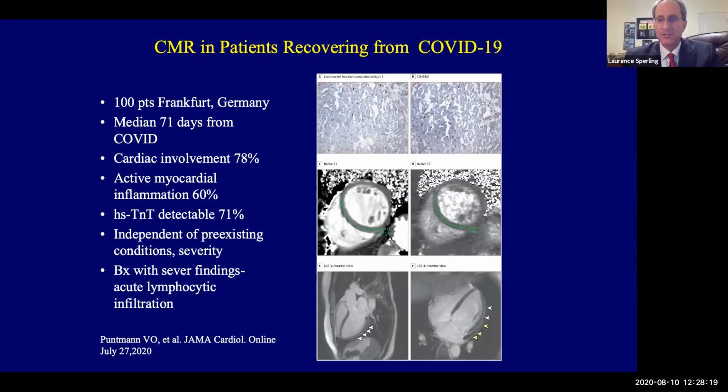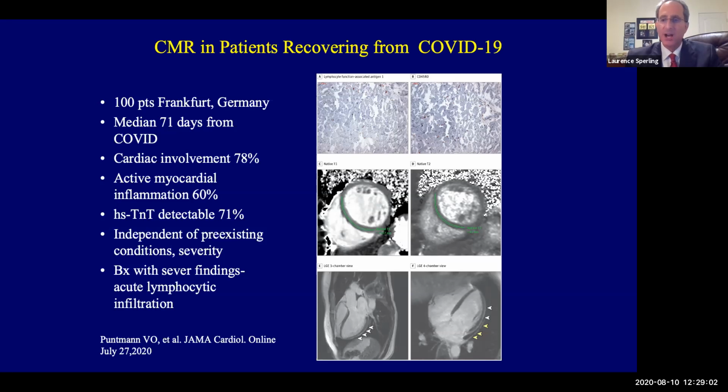There we go. So this is a paper that was published now a week or two ago, and this paper really received a lot of attention. It came out of Frankfurt, Germany, published in JAMA Cardiology, and this paper looked at 100 consecutive individuals who had COVID illness, a median 71 days from COVID. They had to be at least 2 weeks from hospital discharge. If you look at the paper, about 20 of these individuals were asymptomatic. About 30 of them were hospitalized, and the rest of them fell somewhere in between, treated at home with mild to moderate degrees of symptoms and illness.